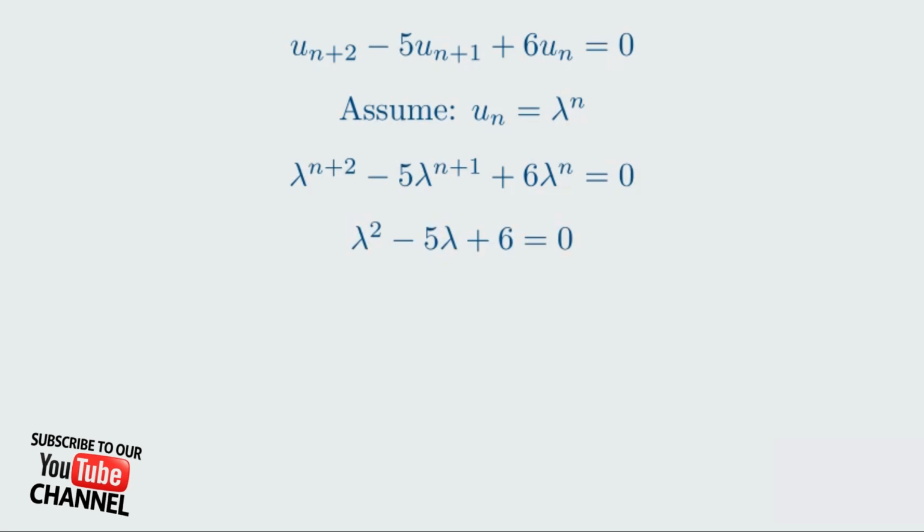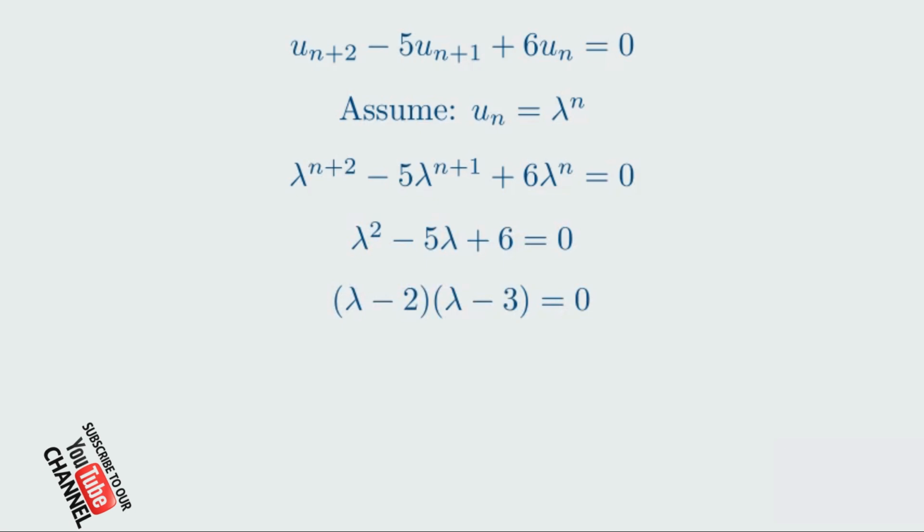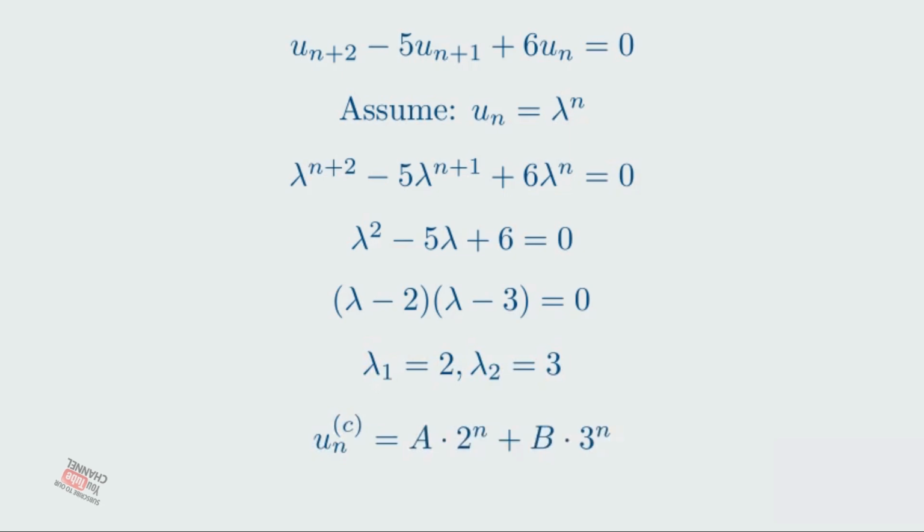We are looking for two numbers that multiply to 6 and add to -5. So, our characteristic roots are lambda equals 2 and lambda equals 3. The complementary solution is a linear combination of these two terms, where a and b are constants determined by initial conditions. Since we weren't given initial conditions, we keep them as general constants. We have now met our second objective.